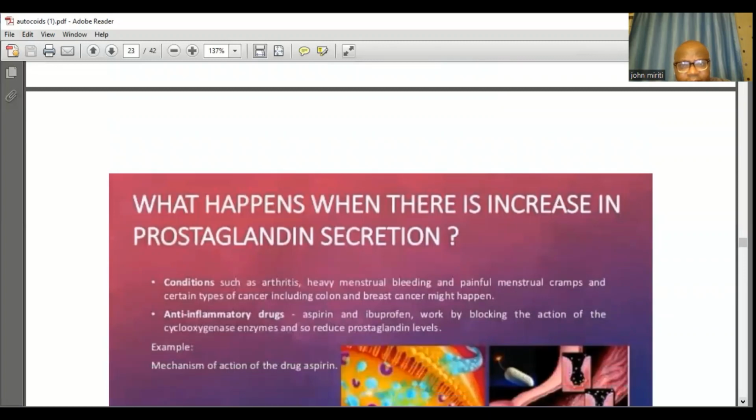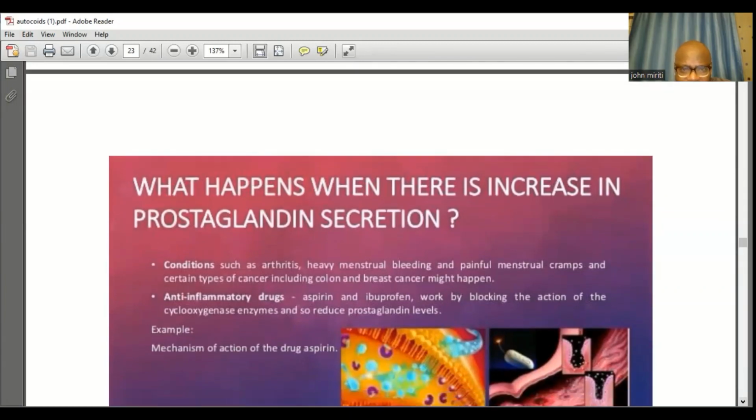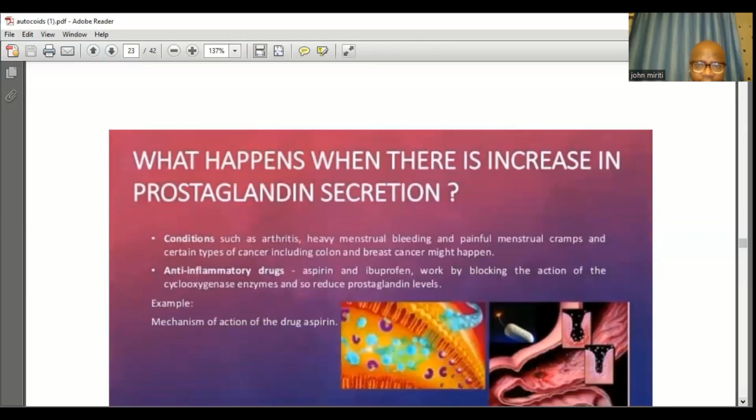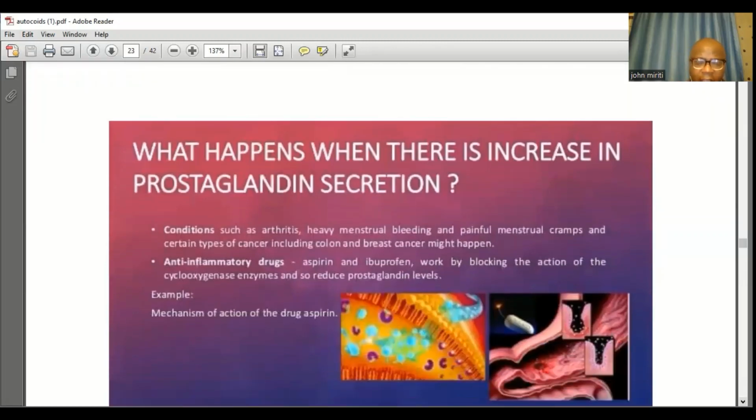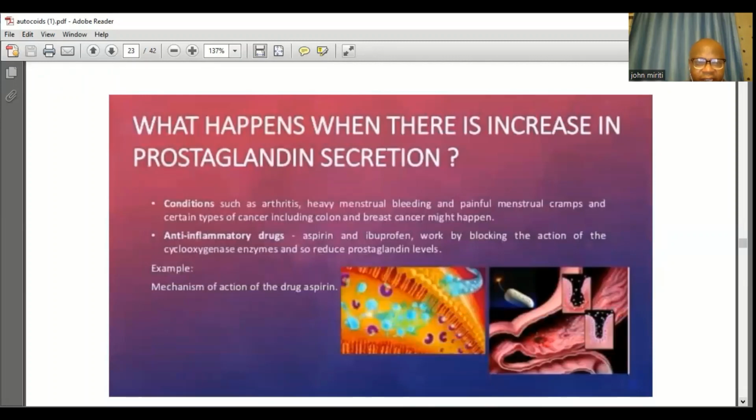So what happens when there is an increase in prostaglandin secretion? Conditions such as arthritis, early menstrual bleeding, painful menstrual cramps, and certain types of cancer, including colon and breast cancer, might happen if you have excessive production of prostaglandins. Anti-inflammatory drugs like aspirin and brufen work by blocking the action of the cyclooxygenase enzyme and so reduce prostaglandin levels. This is the mechanism of action of aspirin.